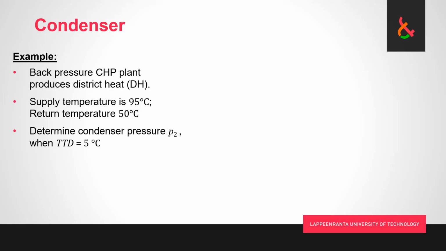So, a quick example to show how to go about this. Suppose we have a back pressure CHP plant producing district heat. We get a return temperature of 50 degrees and we want to heat that return water back to 95 degrees Celsius supply water temperature. Our task is to solve the condenser pressure when the terminal temperature difference is 5 degrees.